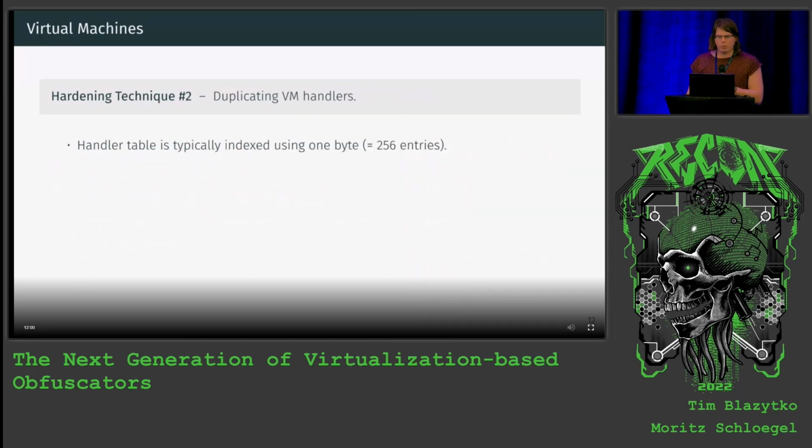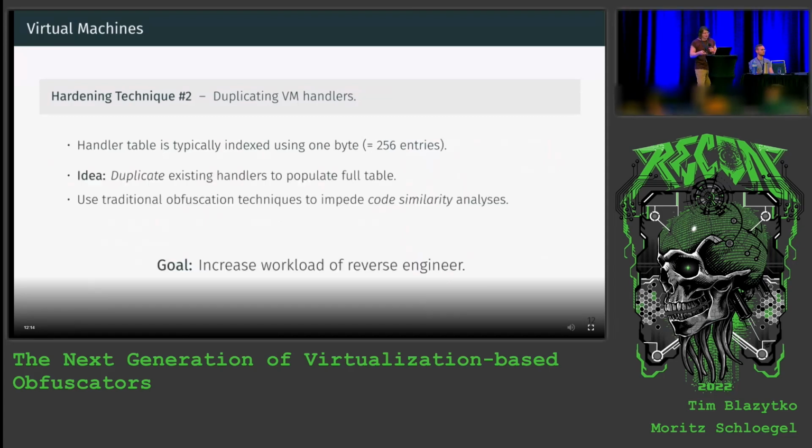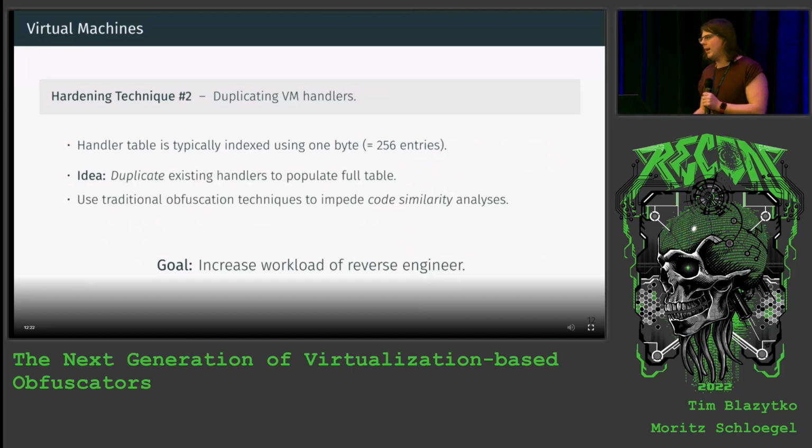The second thing you do is you basically duplicate the handler. So instead of having a single handler which performs an addition, we have 100 or 500 handlers which perform additions. The goal here is basically to artificially increase the workload of the reverse engineer by increasing the number of handlers a reverse engineer has to look at. Typically, current VMs deploy between 2 and 8,000 handlers.